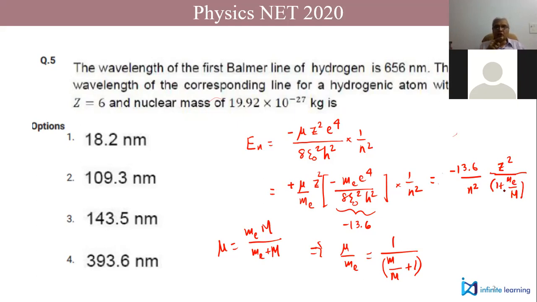So practically, your Z is 6. So if you divide 656 nanometer by 36, that should give you the answer. Or at least it will take you close to the answer. You can check and see what answer you get. I hope you are sitting with a calculator.